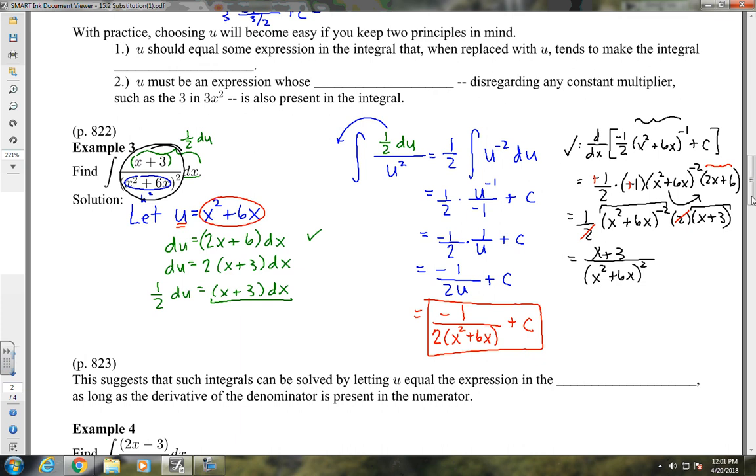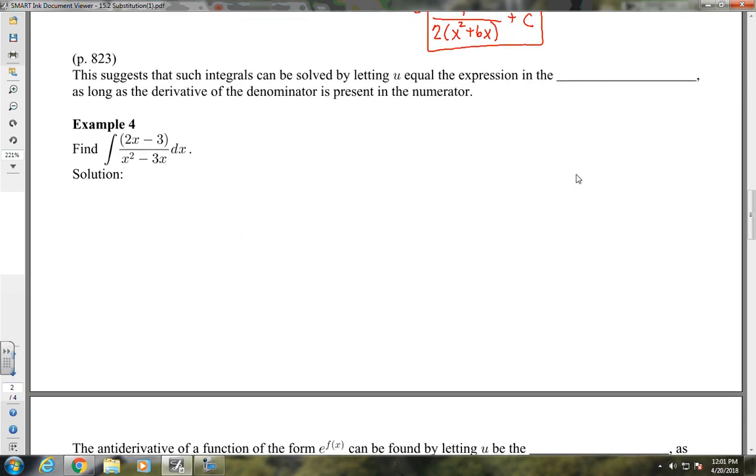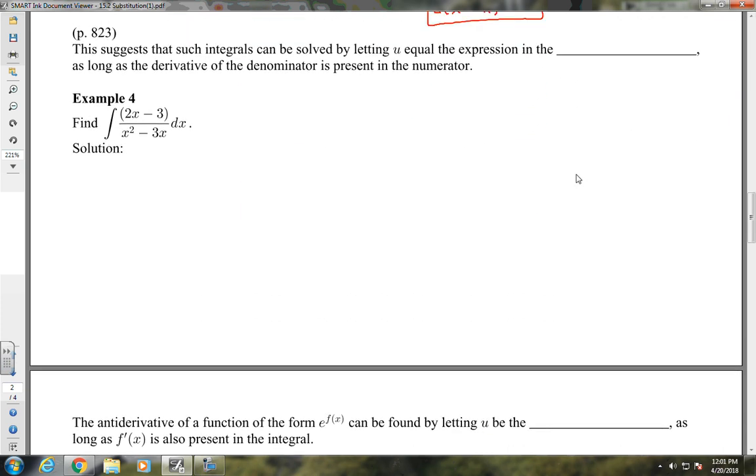All right, let's move on to example number 4. Same technique, but again, just a little bit more practice. So we have 2x minus 3 over x squared minus 3x. Now in this case, there's not really an embedded function. There's not a function of x raised to a power or anything like this. But do notice the relationship between the denominator and the numerator. Do you see that the numerator is the derivative of the denominator?